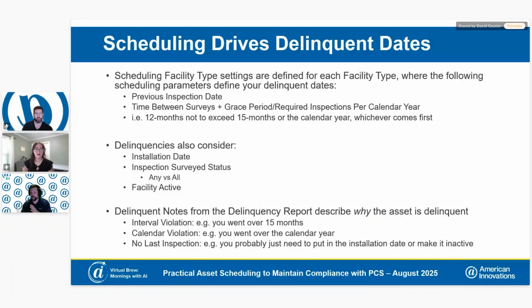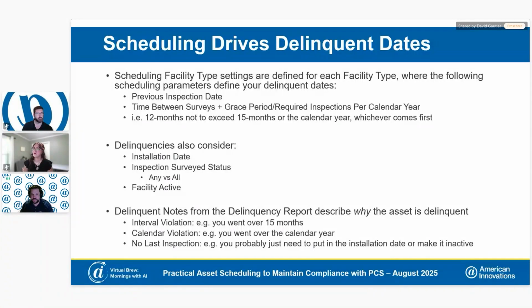And then whichever comes first, right? 15 months or the calendar year, whichever comes first. So the code is going to take care of that for you. You don't have to think about it. The data is just going to tell you based on whichever of those is going to come first. And the last one is related to installation date.